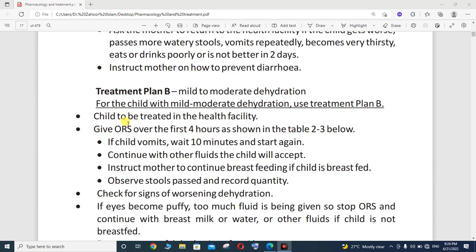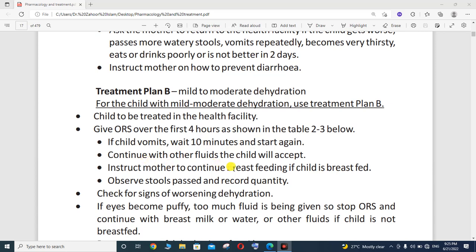So, what is plan B? The child is to be treated in the health facility. For example, give ORS, oral rehydration solution, over the first 4 hours as shown in table 2.3. I'm going to show table 2.3, which is already given at the end of this page. So give ORS over the first 4 hours. If the child vomits, then wait for 10 minutes and start again.